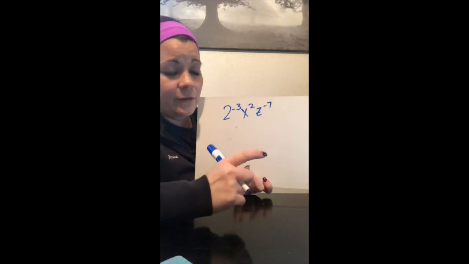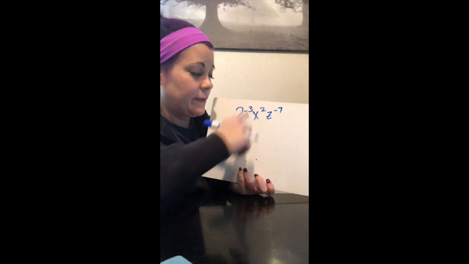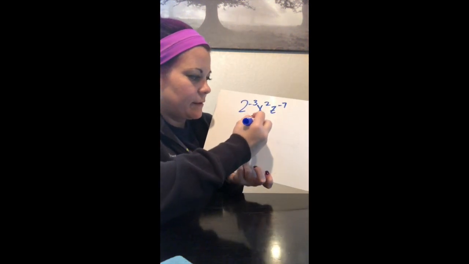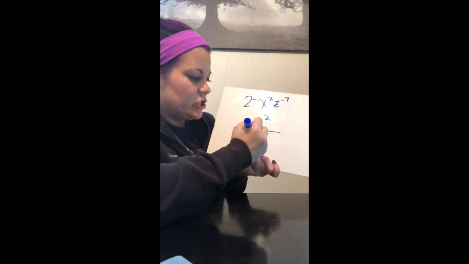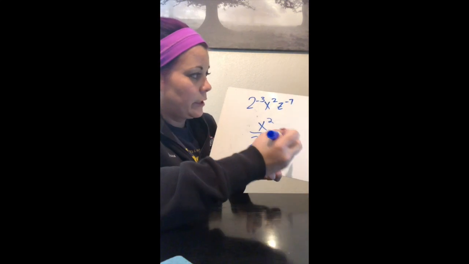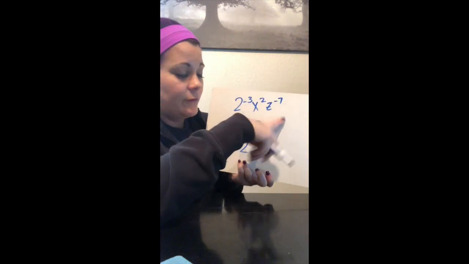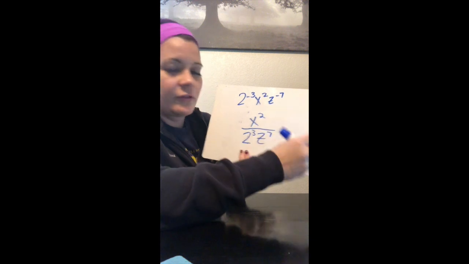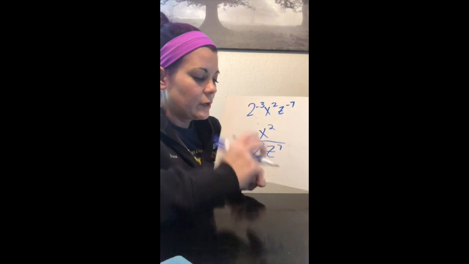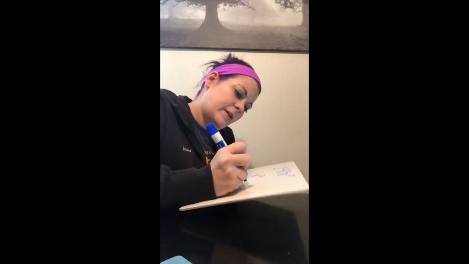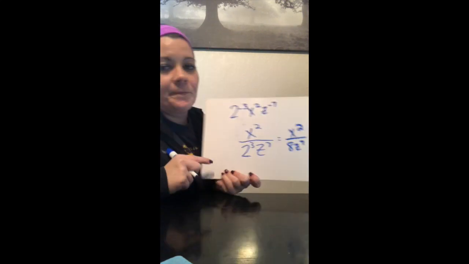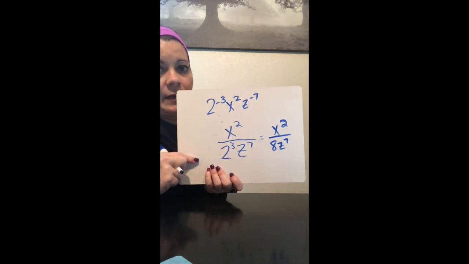If we want to simplify this, we just need to make sure we simplify everything. First of all, we're going to simplify the negative exponents. So the x squared stays on top because it's already a positive exponent. But we're going to change the 2 to the negative 3 down to the denominator, and it'll be 2 to the third. And then this z to the negative 7 will also move down to the denominator to be z to the 7th. We can actually simplify this even more because we have 2 to the third, which is 8. So our final answer will be x squared over 8z to the 7th. Okay? x squared over 8z to the 7th.